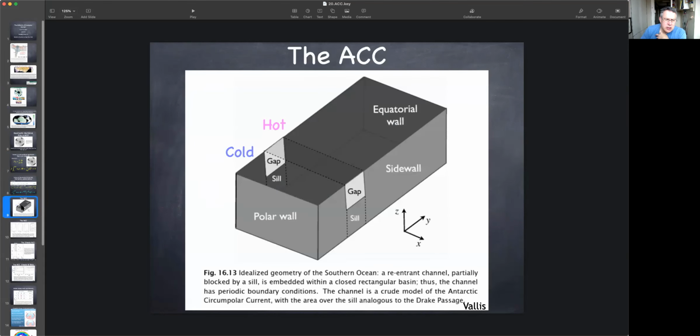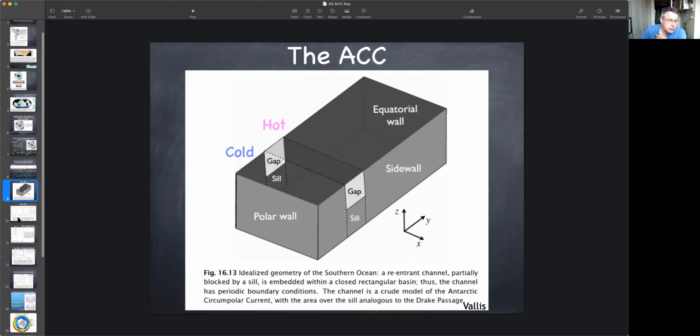So what's going on? Well, actually, one way to think about the ACC is that it's really not full depth, but there is an important sill, and then there could be flow below the sill. If that's the case, then now there's no periodicity, at least at the depths below the sill, and so you could do a geostrophic transport below the sill depth.